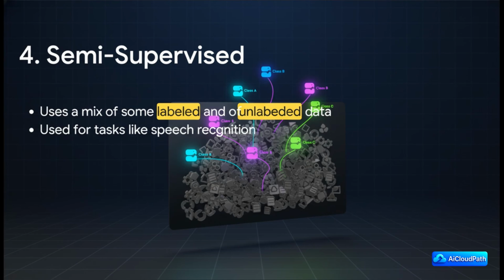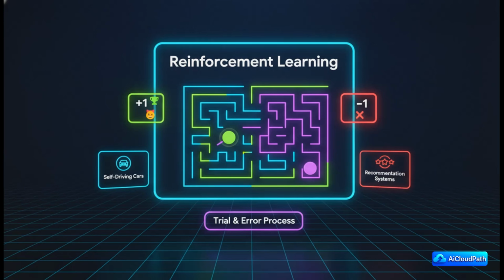Now, let's be realistic. In the real world, you rarely have perfectly labeled data or a complete free-for-all. Often, you have a little bit of labeled data and a ton of unlabeled data. And that's where semi-supervised learning shines. It's the practical, middle ground approach. It uses those few labeled examples as clues or hints to help it make sense of the giant pile of unlabeled stuff. Super efficient.